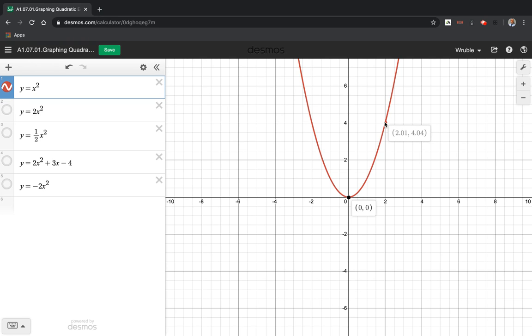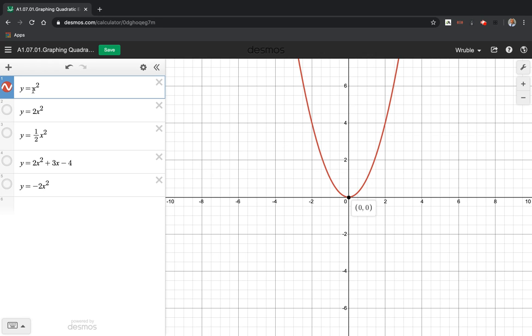The other thing that we notice is that this graph is symmetric over the line that goes through the vertex. The vertex is right here. That's the point of inflection. That's where the graph changes. So if I count over 1, 2, that gets me to this point, which is 2, 4. If I go the other way, 1, 2, that takes me to the point negative 2, 4. So the y value, the height, stays the same, but now we're 2 units over to the left instead of 2 units over to the right.